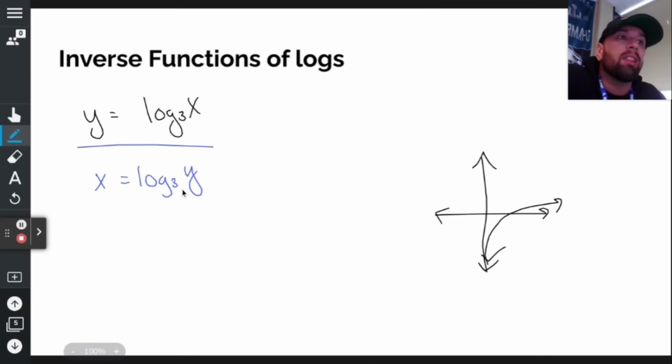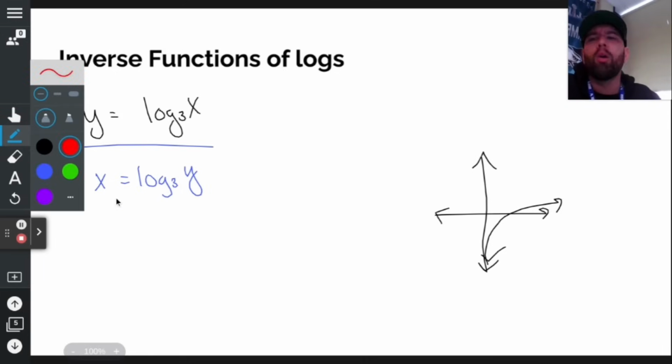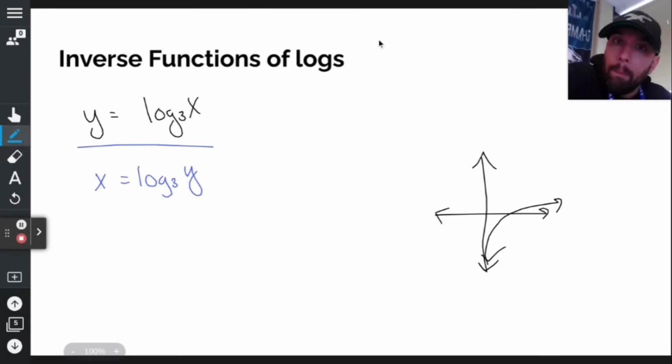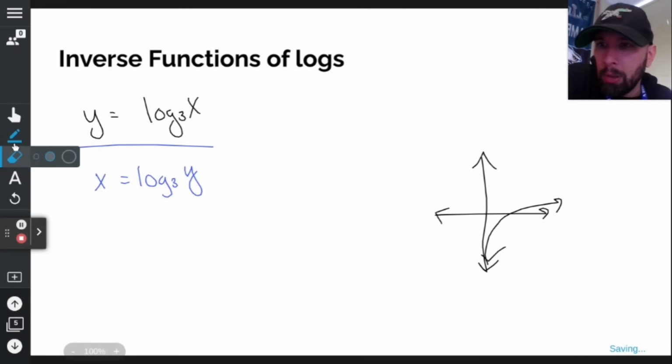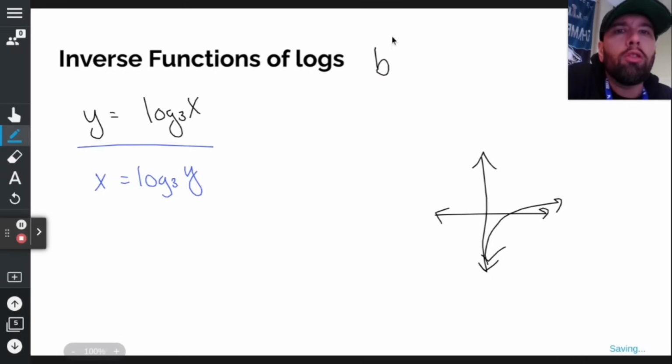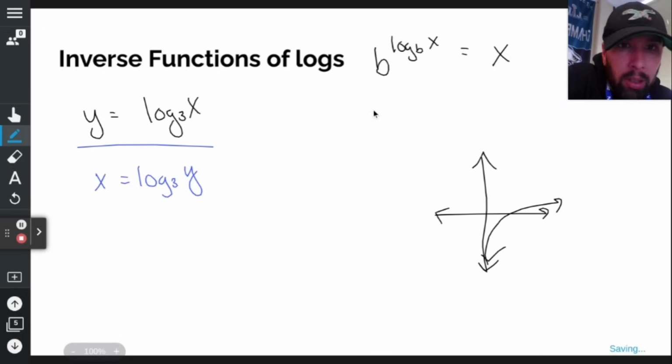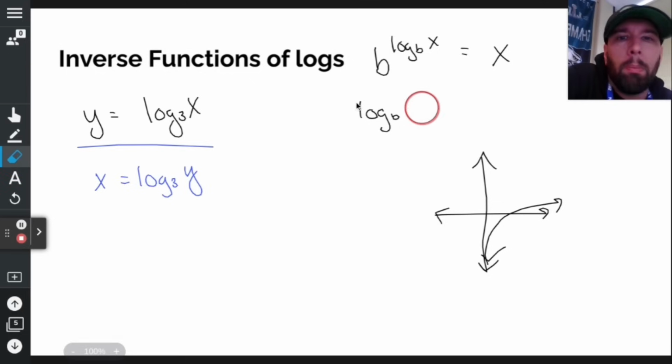In order to make a log base whatever disappear, you take the base to the power of both sides. Now, I know that sounds weird, but there's another rule. Let's not use 3, let's use b. I'm going to use 3 in this case, but let's just have a general rule. b to the log base b of x cancels these out and leaves you with just x. Similarly, log base b of b to the x, b to the x cancels out the b's yet again.